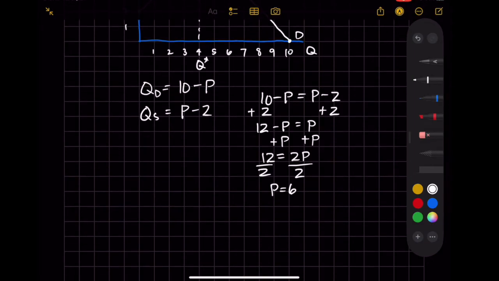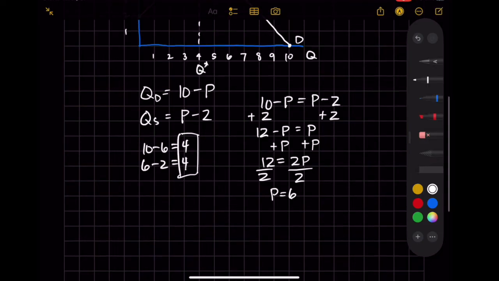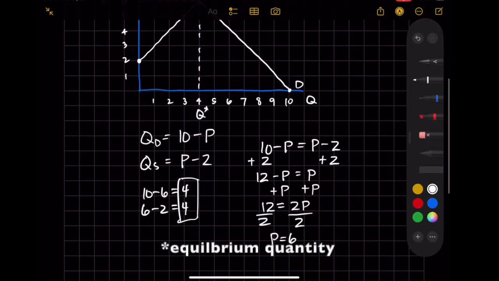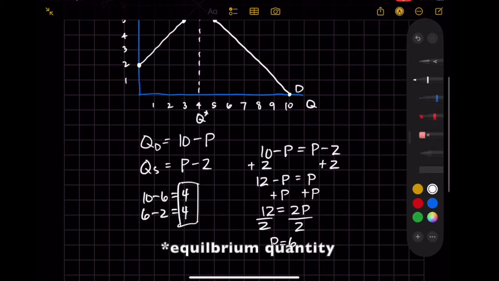Now, once we found the equilibrium price, we can plug this back in to either one of these equations and it will give us the equilibrium quantity. So 10 minus 6 is equal to 4, and 6 minus 2 is also equal to 4. So you can see here that 4 is going to be our equilibrium quantity. Okay, so we've now solved for the equilibrium conditions of the market.